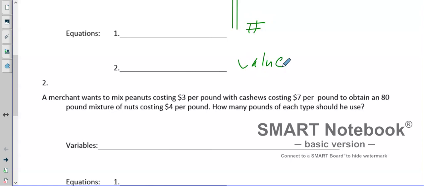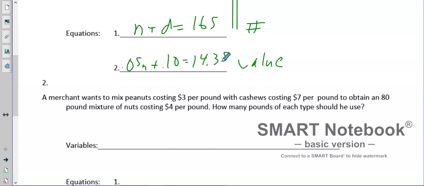So on the top line, I'm going to put the number of things. So we don't know the number of nickels. We don't know the number of dimes, but we do know the total number of 165 coins. So N and D, even though we don't know them, represent the number of coins. The value we talked about, 5 cents for a nickel, 10 cents for a dime. You could put just 0.1 if you want, and $14.35.